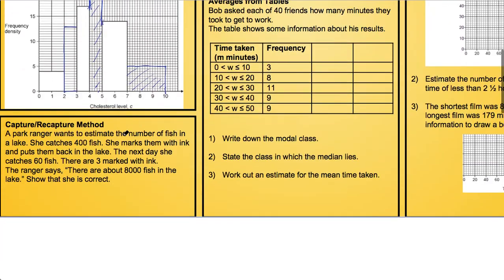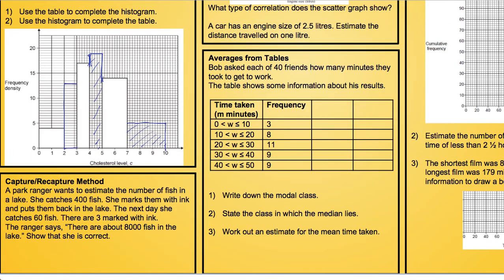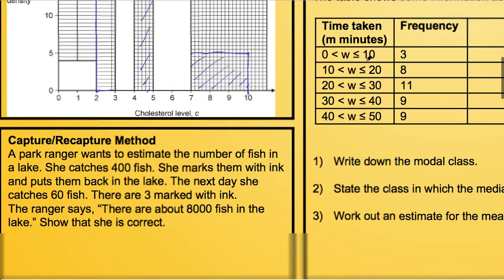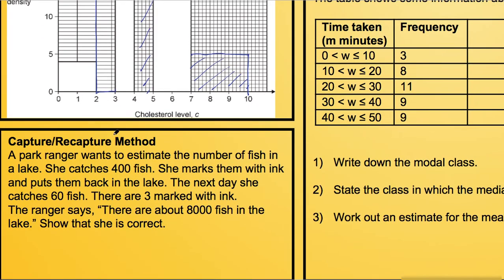Okay, capture, recapture. This is a slightly more complicated than usual version of the question, but the principles are the same. So a park ranger wants to estimate the number of fish in a lake. The first thing to do is to say we don't know the number of fish in the lake, so I'm going to call it something out of n, some unknown number. She catches 400 fish. We assume that that 400 is a proportion of all the fish in the lake. She marks them with ink and puts them back in the lake.